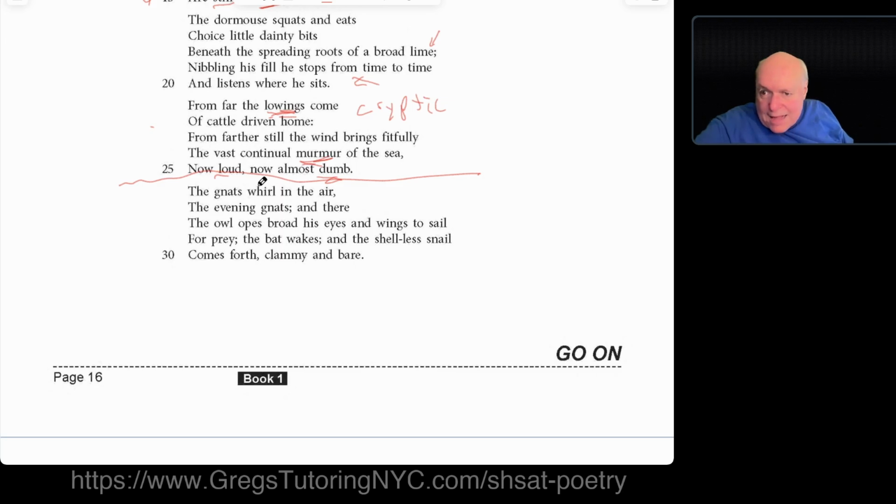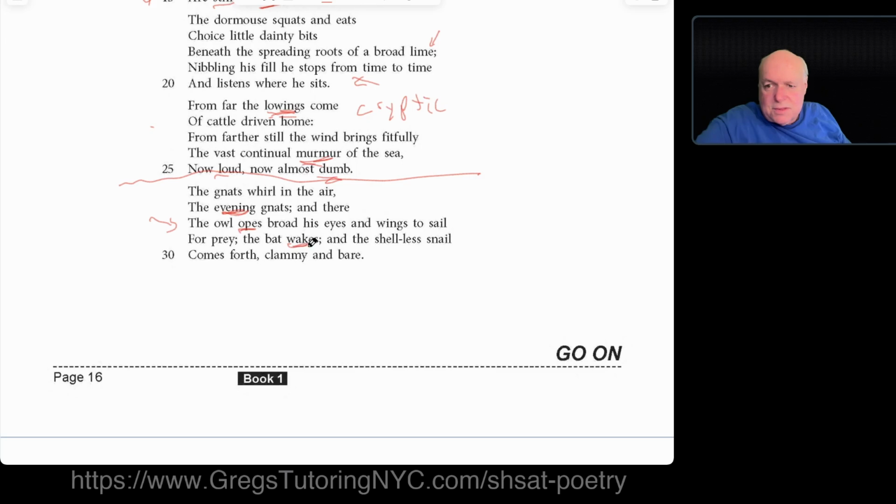The gnats whirl in the wind, the evening gnats, right? So again, it's hitting home. This is the end of the day. And there the owl broad his eyes. So that means opens, and wings to sail for prey. So the owl is nocturnal, right? It's mostly a night animal. So it's going to start looking for something to eat.